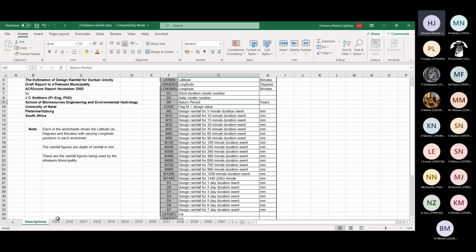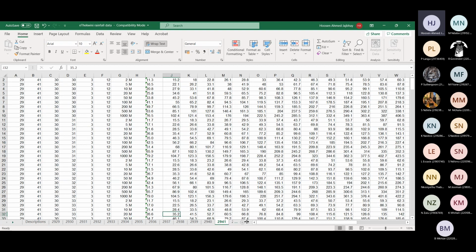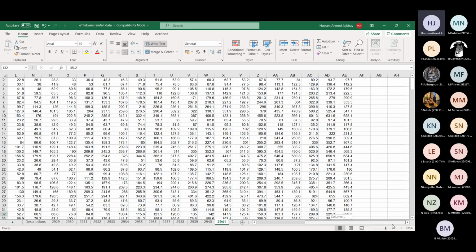When you look at the tabs at the bottom of the screen, you'll see the first one is 2929. That's not what we want. We're looking for 2944. So you need to page down and go to the bottom there. Okay, now I need to, sorry, just bear with me. You can see I found the 2944 at the bottom here.